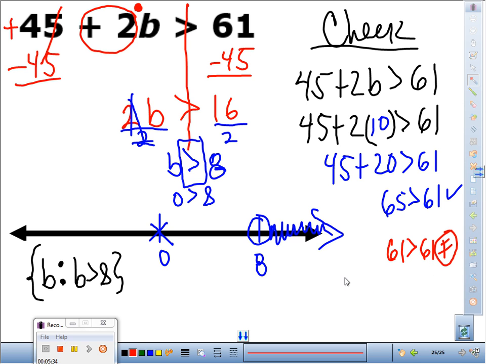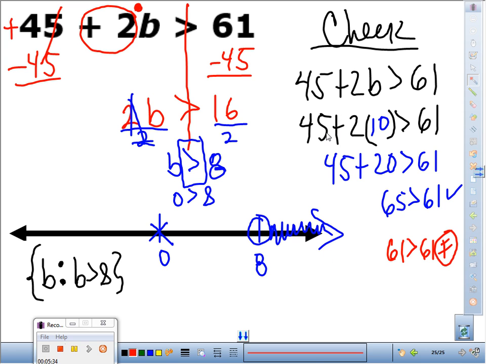Why didn't it work, Rudy? Because it did not, so it cannot equal 0. So this dot is not filled. It just shows that it does not include the number 8 in the solution set. That is correct. Everybody got it? So far, so good?